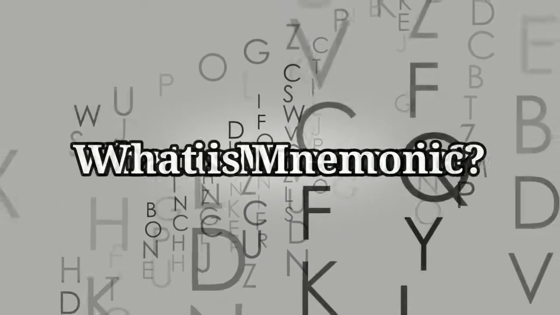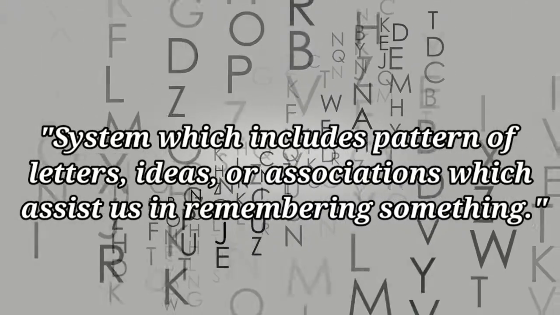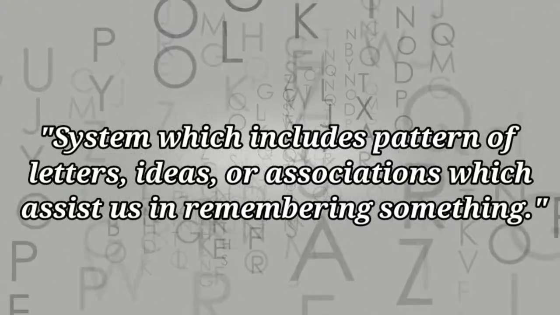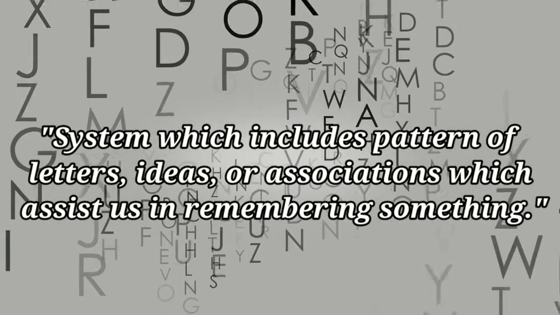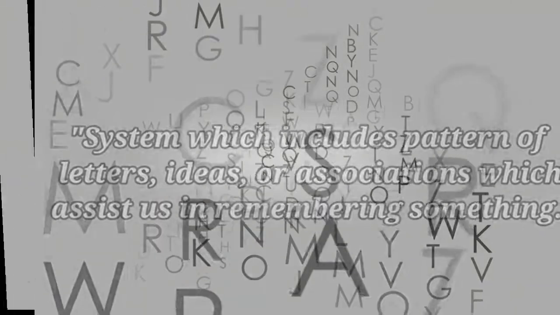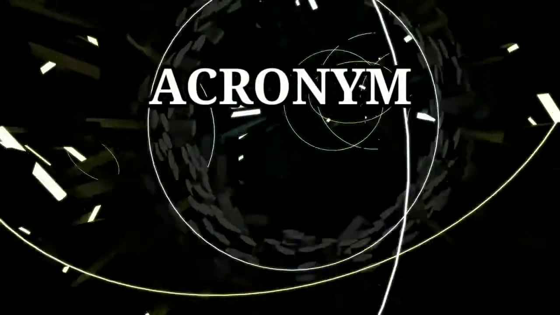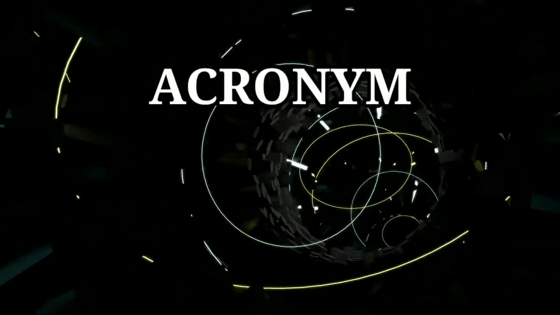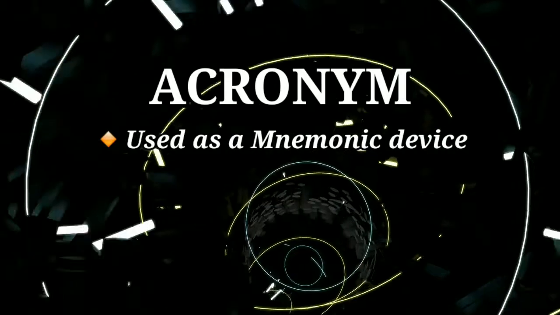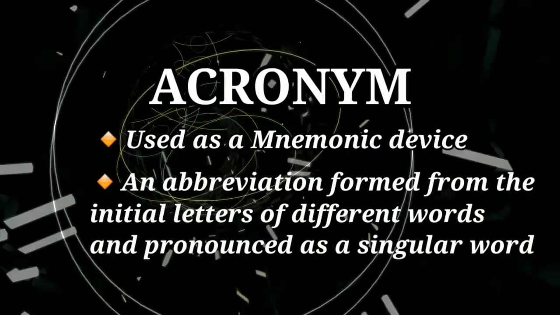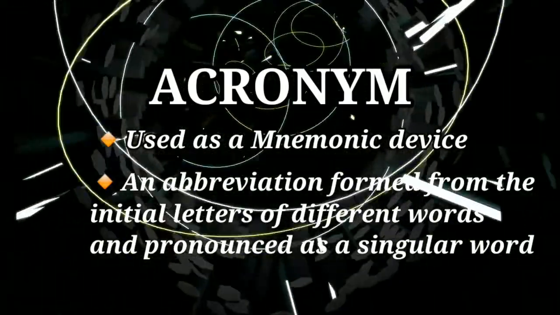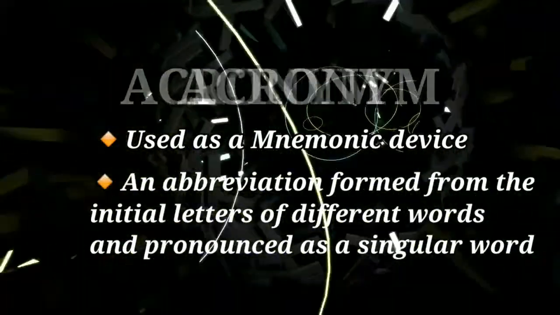Alright, let's see what is mnemonic. Basically, it's a system which includes patterns of letters, ideas, or associations which assist us in remembering something. Alright, now let's learn more about it. Acronym. What is acronym? It's often used as a mnemonic device, and you see it's an abbreviation formed from the initial letters of different words and pronounced as a singular word.